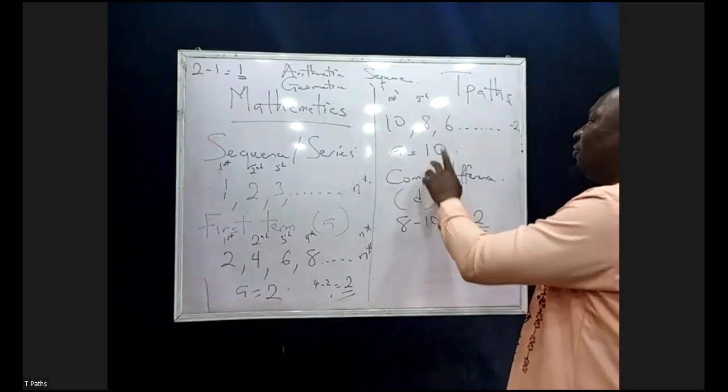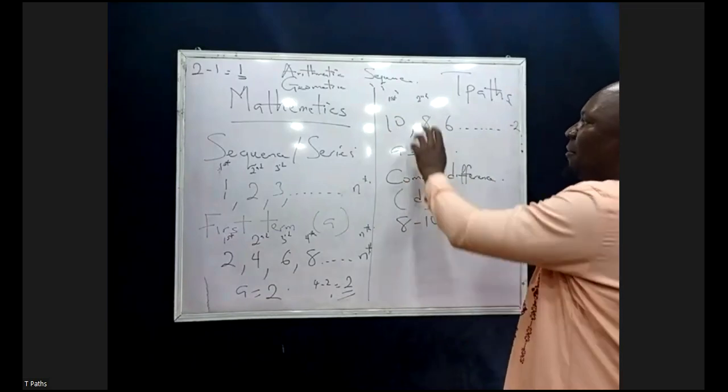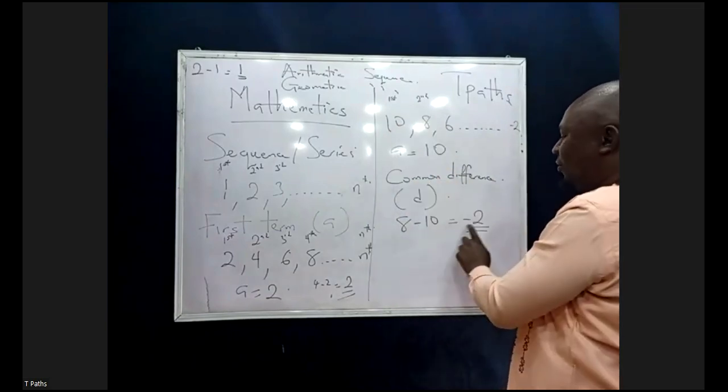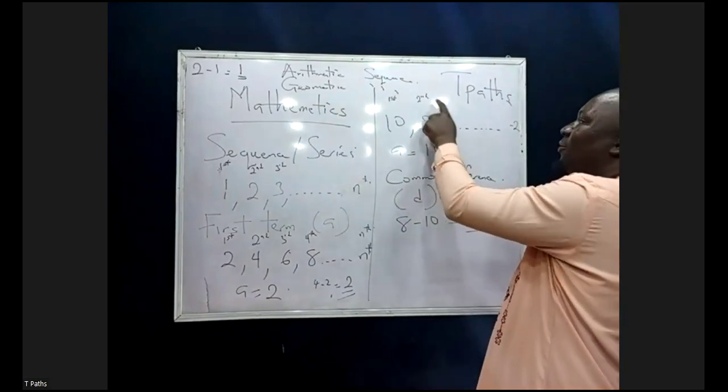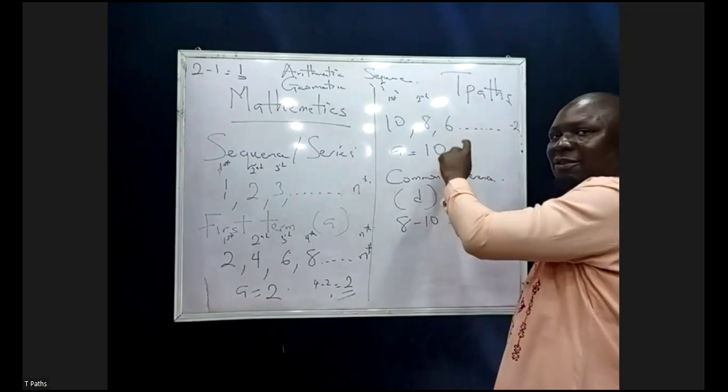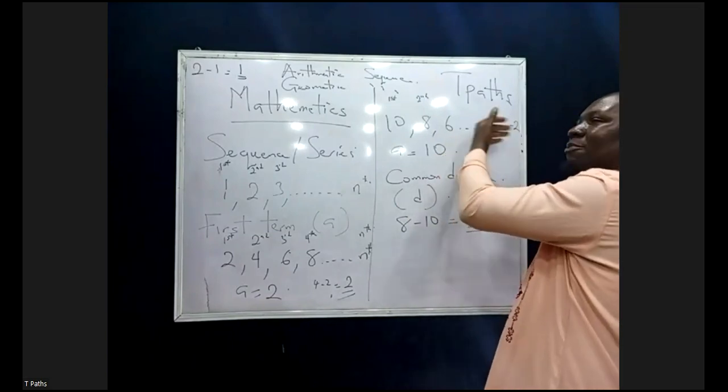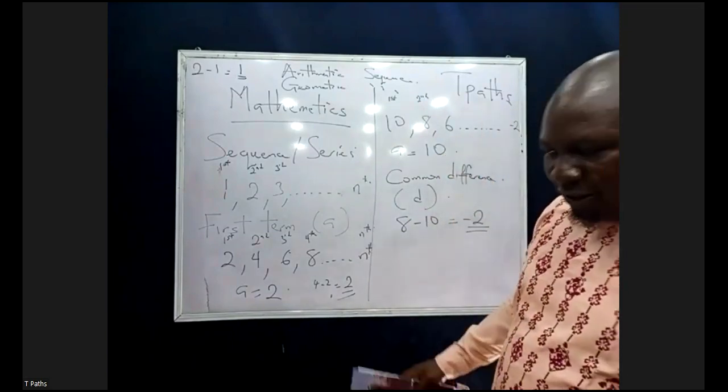Well, the common difference is going to be the second term, which is 8, minus the first term, which is 10, giving minus 2. If you add minus 2 to 10, you get 8. Add minus 2 to 8, you get 6. So when you continue like that, you'll be getting negative values. That is divergence.